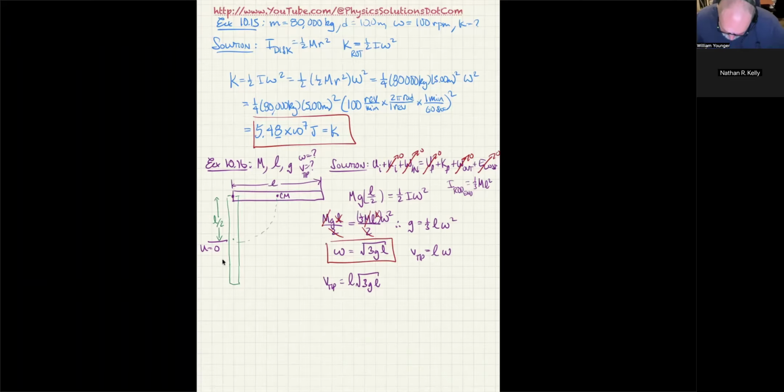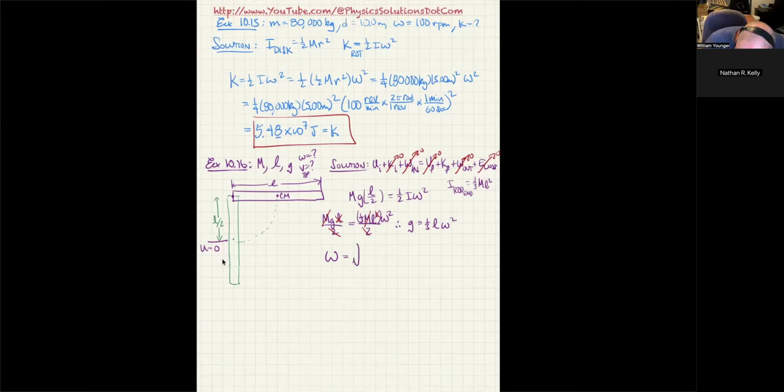Wait a second. That 3gL is wrong. Oh, it's 3g over L. That's what it was. Catch my algebra there. Did you notice that algebra mistake, Nathan? I completely made a boo-boo. The L comes to the bottom. And if I would have looked at the units for a split second, I would have known that it came out that way. Omega is going to be the square root of 3g over L, not 3gL.